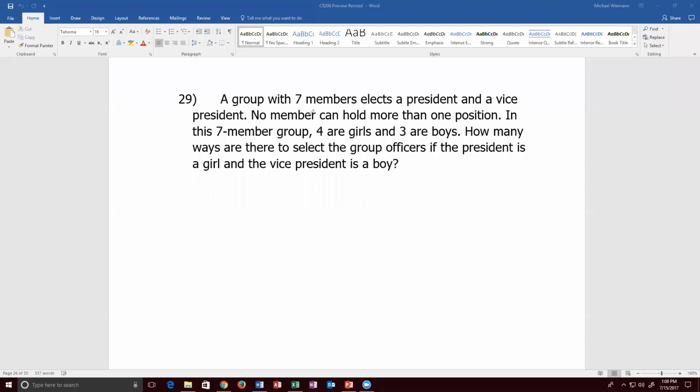Looking at number 29, it says a group of 7 members elect a president and vice president. No member can hold more than one position. In the 7 member group, 4 are girls and 3 are boys. So I've got 4 girls here to choose from, and I've got 3 boys to choose from. So it says in this case, how many ways are there to select the president and vice president? So there is your vice president bucket, and there's your president bucket.